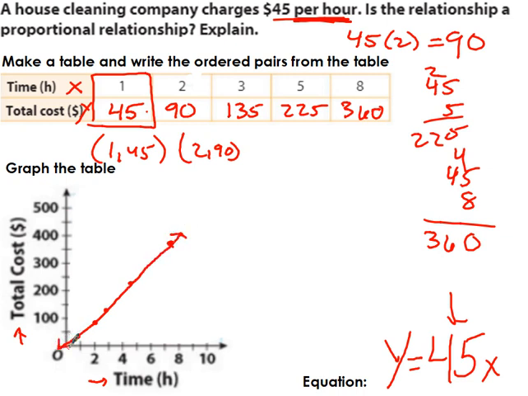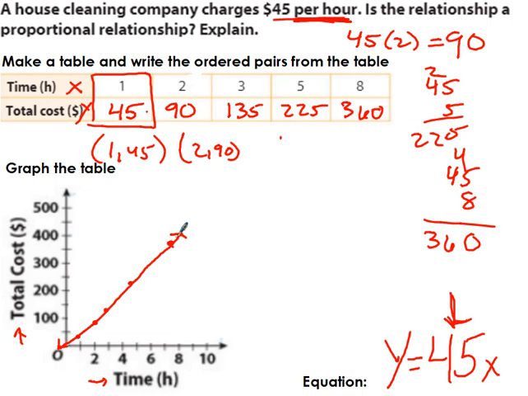So I do have a proportional relationship. We determined that by looking at our table and doing y divided by x, getting 45 each time. My equation was, of that constant of proportionality, $45 per hour. That was the unit rate. And my graph makes a straight line that goes through the origin.